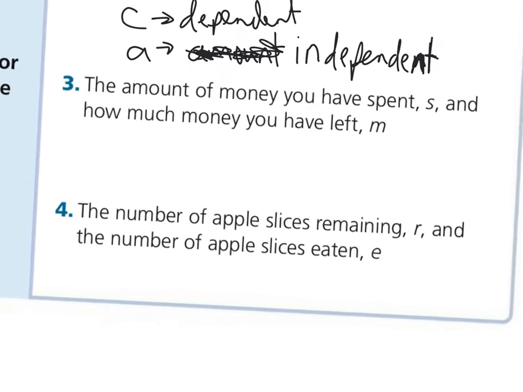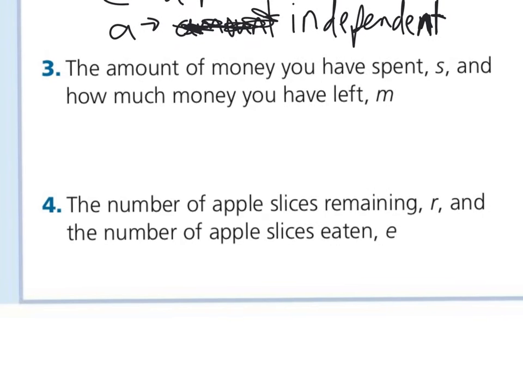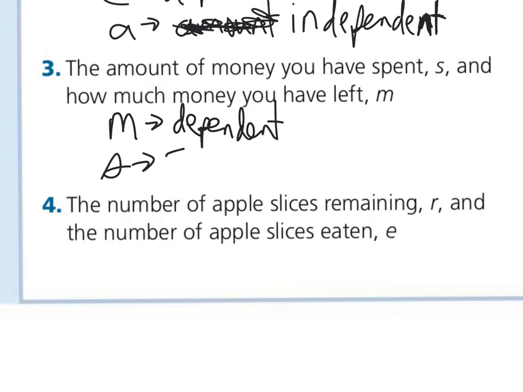Number 3, the amount of money you have spent, S, and how much money you have left, M. So, does the money we spent depend on how much money you have left, or does the money you have left depend on how much you have spent? So for this one, actually, how much money you have left is dependent on how much money you have spent. Independent.